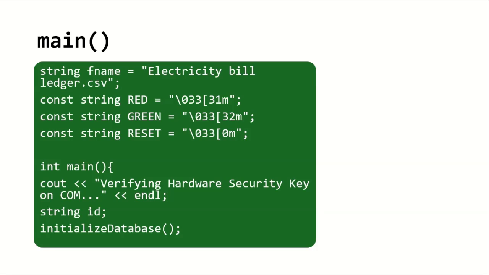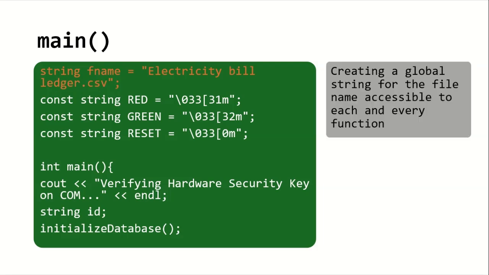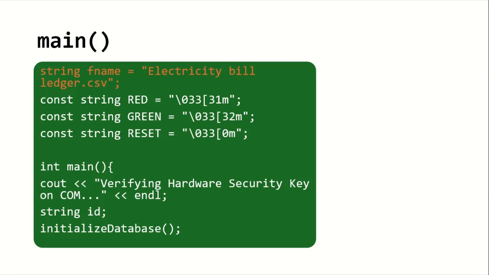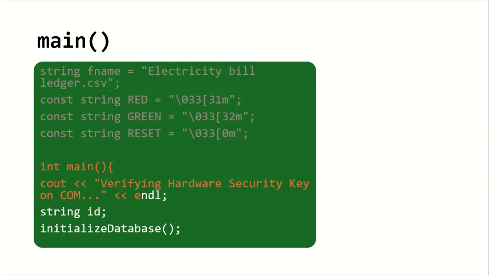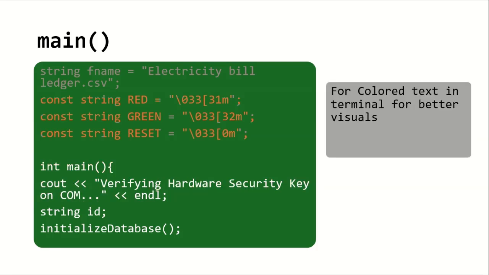So first of all, our code always starts from the main function. Initially, we have a string fname, electricity bill ledger.csv. This is the name of our file. We stored it in a string named fname, and this is a global variable, so we can use this anywhere. We also created three variables, red, green, and reset, for color text in the terminal for better visuals. The red is used for error, the green is used for success, and reset is used for making the color back to white or black.